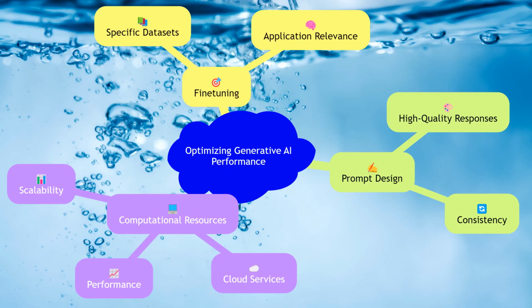Optimizing the performance of your generative AI applications involves fine-tuning the model, optimizing prompt design, and managing computational resources efficiently. Fine-tuning can be done by training the model on specific data sets relevant to your application. Optimizing prompts ensures that the AI generates high-quality responses consistently. Efficiently managing computational resources, such as using cloud services, can also enhance performance and scalability.